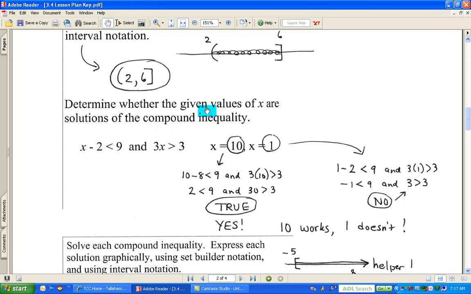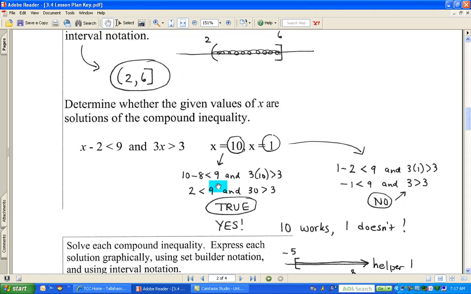Determine whether the given values of x are solutions of this compound inequality. Now, the reason this is called a compound inequality, anytime you have two inequalities joined with the word and, or with the word or, that one inequality, which is created by two inequalities with the word and or or, is called compound. Just like a compound sentence in English. So, first question, does the number 10 work? Well, best way to find it out is plug it in.